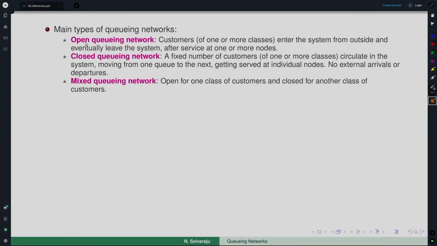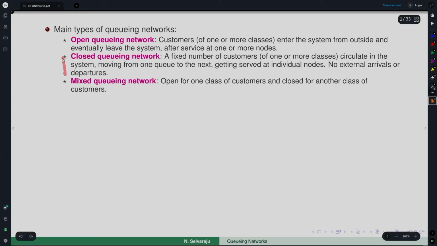As opposed to this open queuing network, we have what we call a closed queuing network, where a fixed number of customers, again they could be of a single class or multiple classes, circulate in the system, moving from one queue to the next and getting served at individual nodes. Okay, so here no external arrivals happen and no departures happen from the system. It is just that there is a fixed number of customers who move from one queue to the other and get their service done, right.